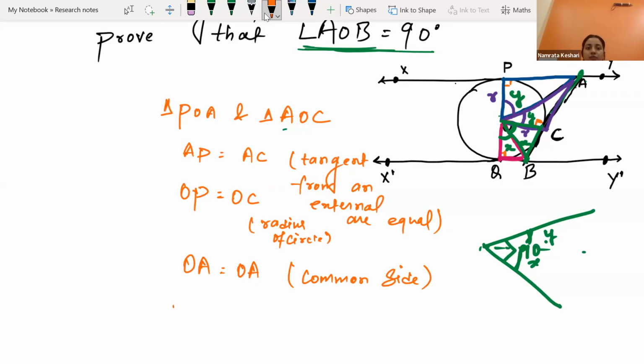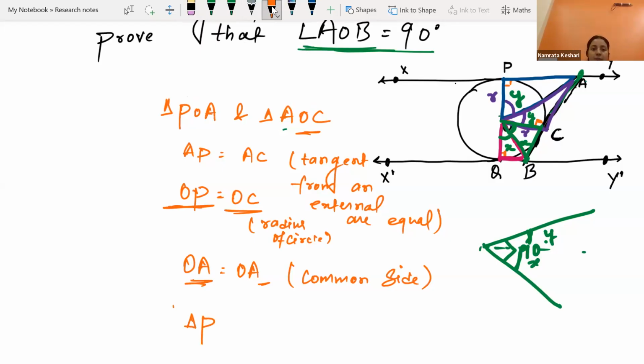Let me check the sequence of the name. AP and AC, OP, OC, OA, OA. The name which I have written over here is not correct. Let me write it in a proper way. At the top, you can write the name anyway, it is completely okay. But when you are using the congruency sign, you should be specific.